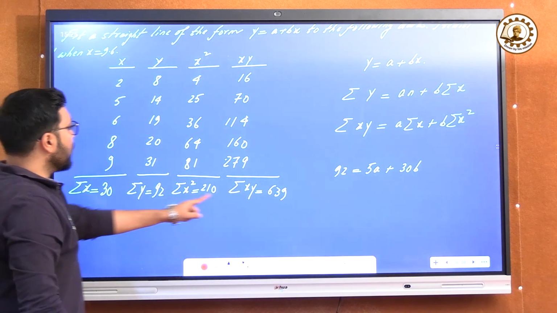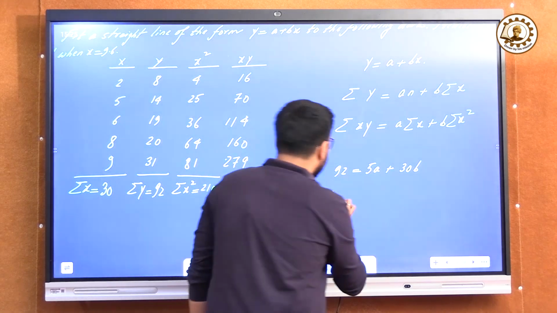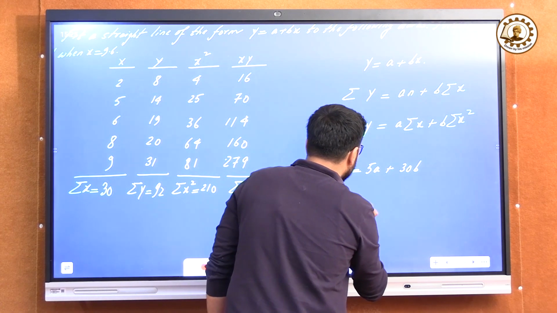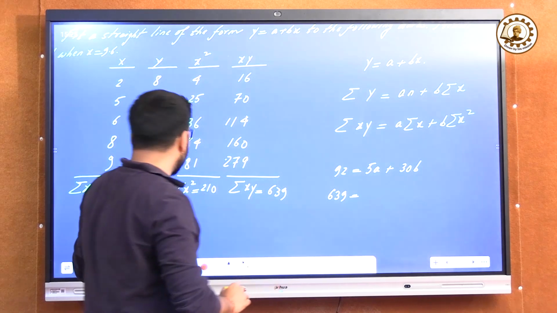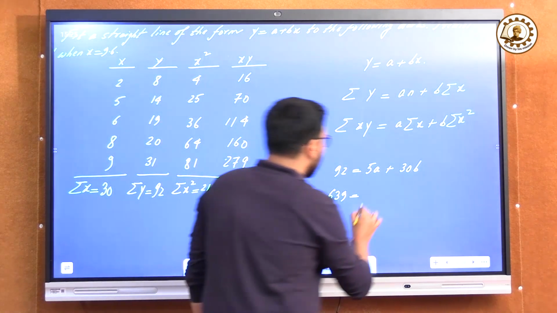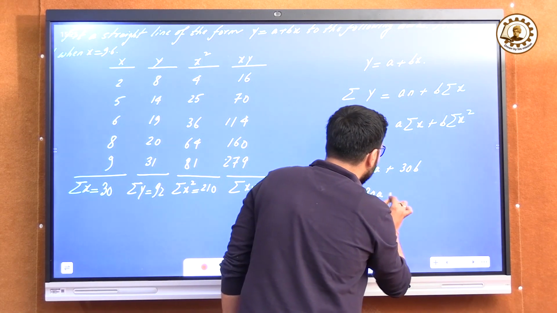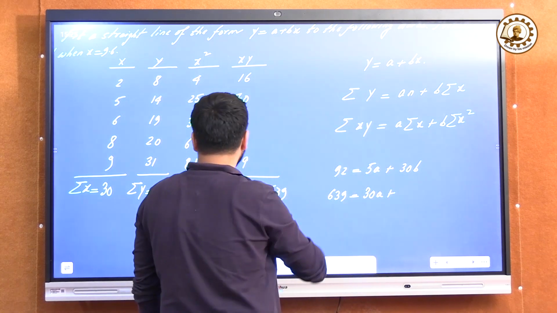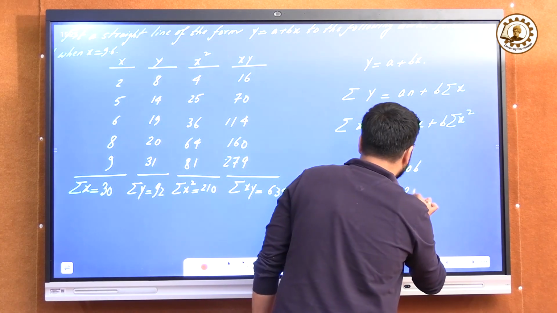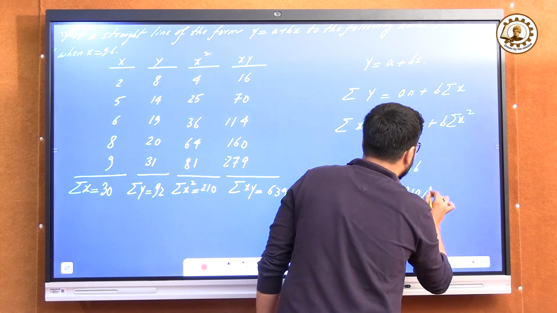Let's see the second equation. It is 639 equals summation xy. Summation x is again 30, so I'll write simply 30A plus B summation x square, so 210B.